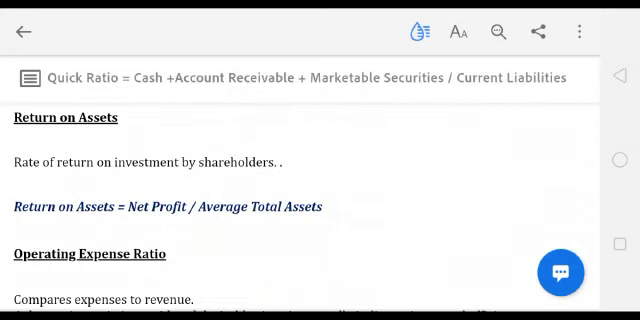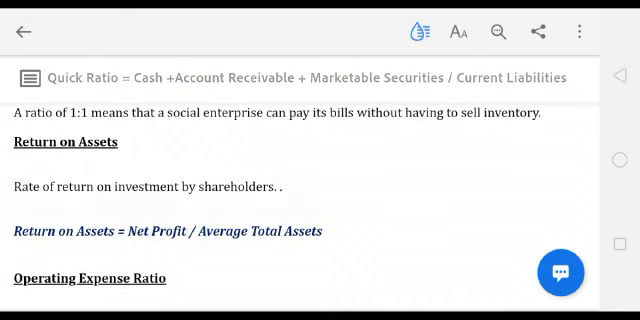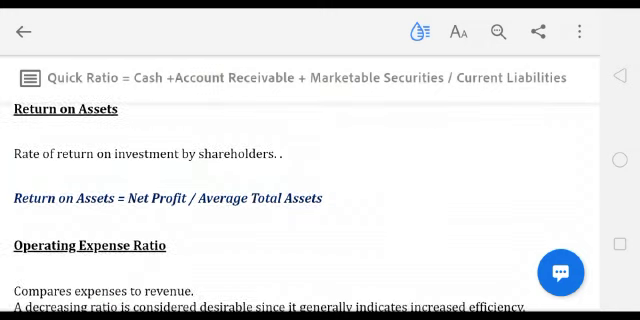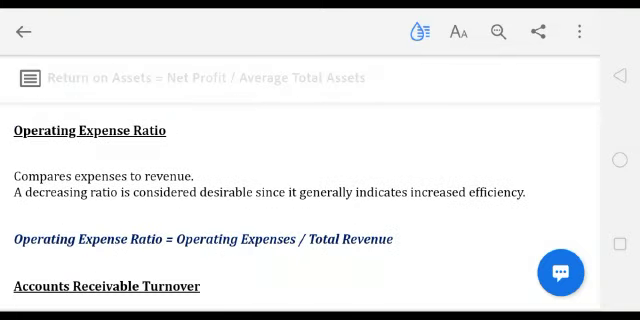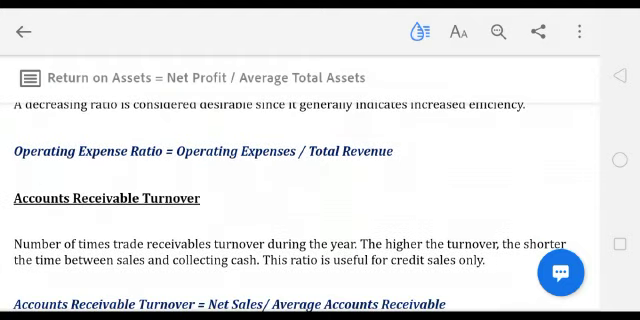Now the next one is return on assets. It is the rate of return on investment by shareholders. It can be calculated by dividing net profit by average total assets. Now the next one is the operating expense ratio. It compares expenses to revenue. A decreasing ratio is considered desirable since it generally indicates increased efficiency. Now we calculate it by dividing operating expenses by the total revenue.